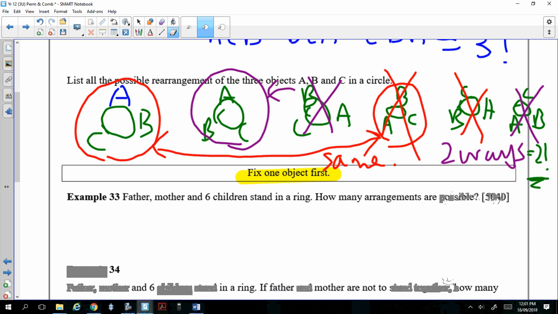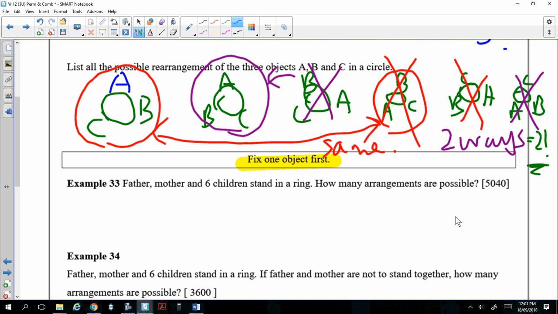So let's look at another question. It says, father, mother, 6 children stand in a ring. How many arrangements are possible? So what you could do is to fix the father first. The father does not move. So there's only 7 people left. So the number of ways is just 7 factorial. Okay? Which you get the same answer. What else is there?